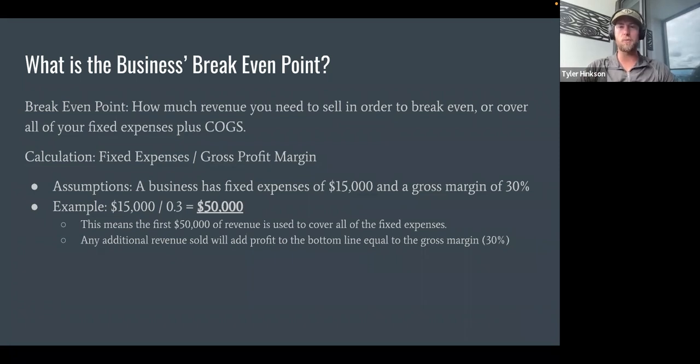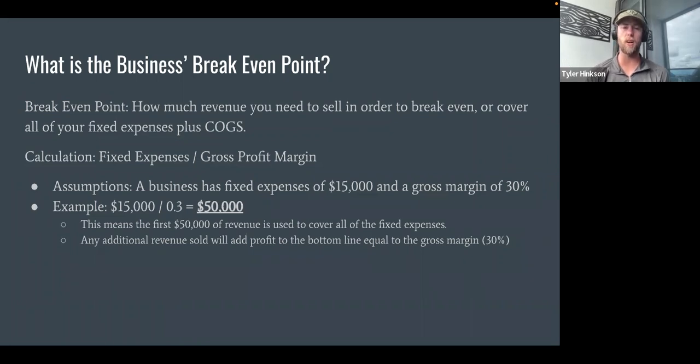So what is break-even point? And why, if we already have all of these numbers, is it important? Let me start with the definition of break-even. The definition of the break-even point is how much revenue you need to sell in order to break even. In other words, cover all of your fixed expenses plus your cost of goods sold.